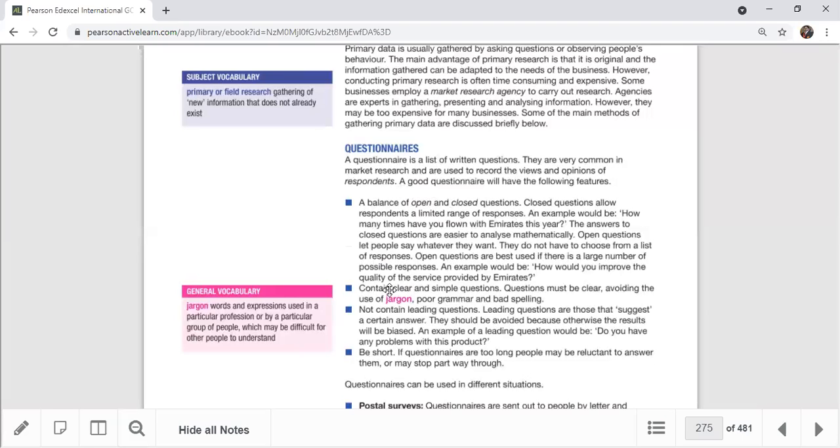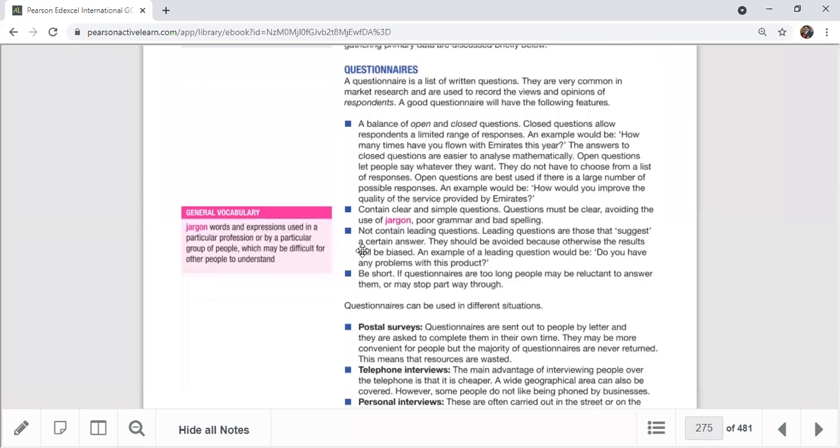These are the qualities of a questionnaire, but in the Cambridge Edexcel examination, this is a very gray area in the syllabus. They ask about questionnaires, but the qualities of a questionnaire they haven't tested that much. But it's a good area to test. What are the good qualities of a questionnaire? Right? It should have balanced open and closed questions, and the content should be clear and simple questions.